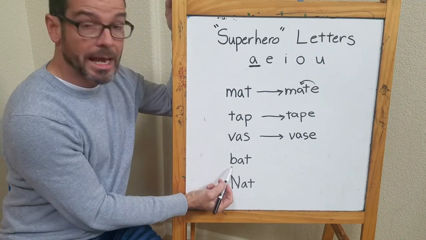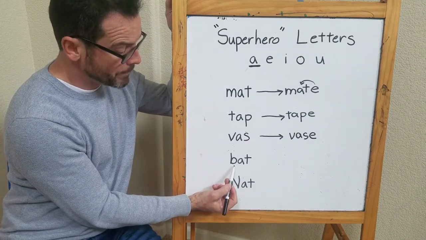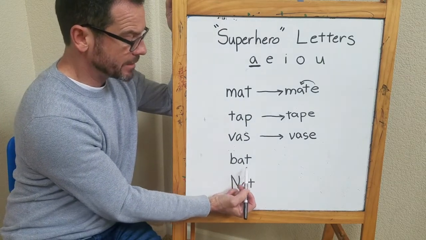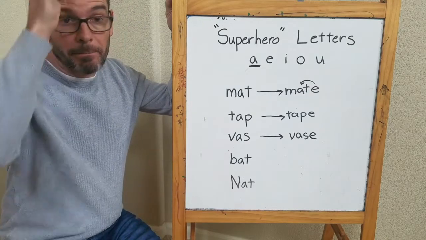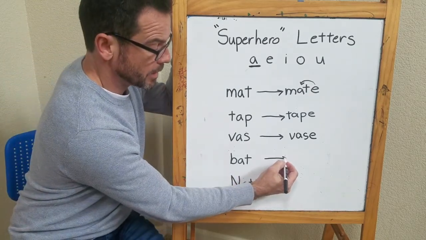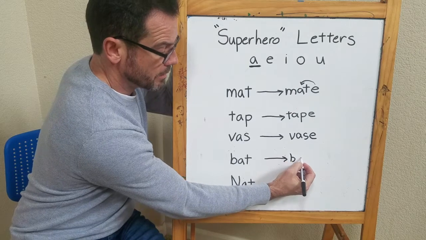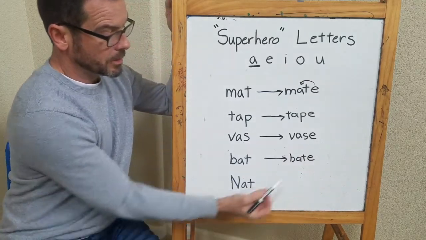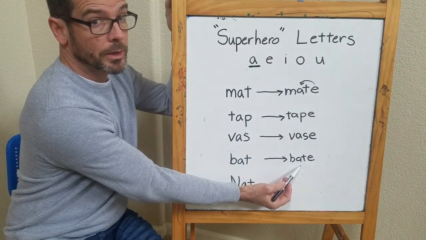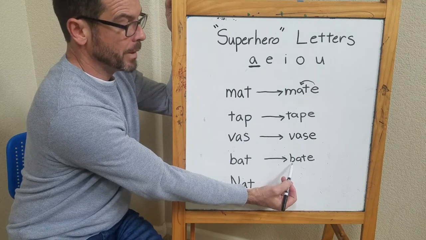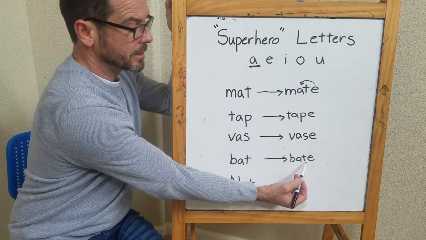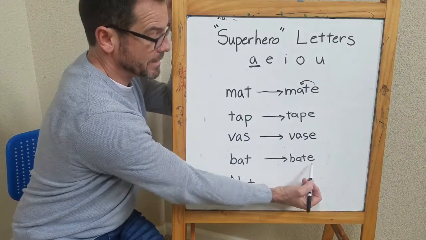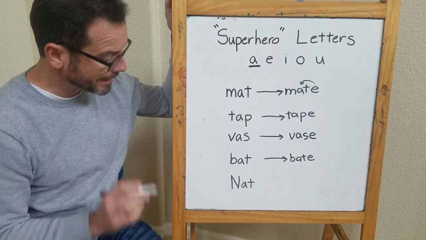Next word, help me sound this out at home, okay? B, a, t, bat. Bat. You got it. Once again, let's see what happens when we add that bossy E to the end. It changes that to make it say its name. Here we go. See if you can get it. B, a, t, bait. What's the word? That's right, bait. Excellent. I think you're getting it. All right, last one.